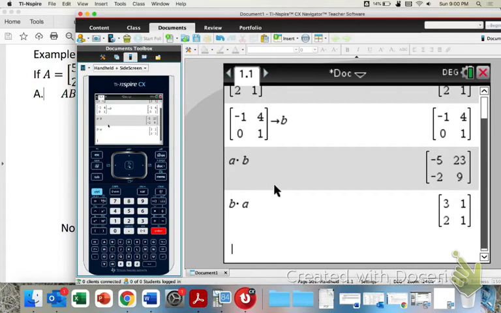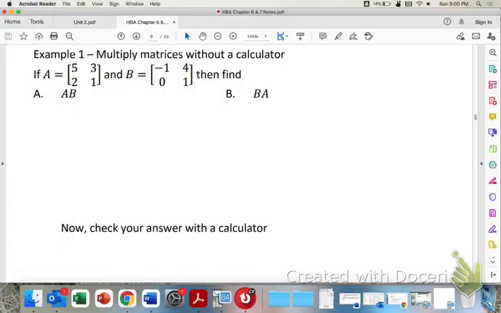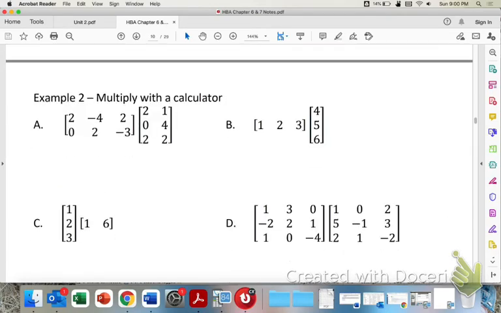So you can pretty easily multiply matrices together in your calculator. And that's really how we're going to do that.